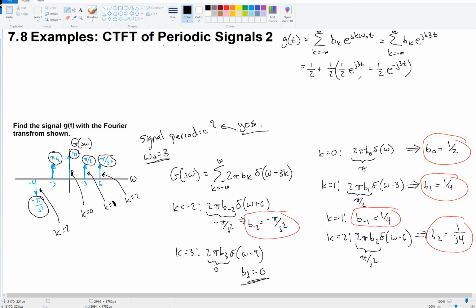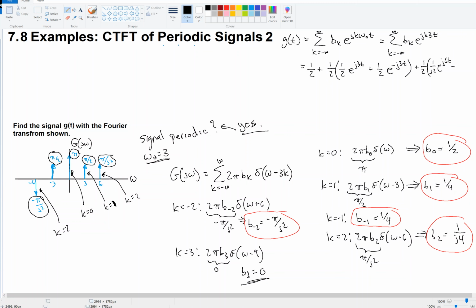Okay, and why did I write it like that? Yeah, because that's a cosine, right? We'll get there in a second. I'm going to do something similar for the second harmonic and the minus second harmonic. So if we look at the k equals 2 term, we would have b2. b2 is 1 over j4. I'm going to write it like this: 1/2 times 1 over j2 e to the j6t, right? Because k is equal to 2. And then I've got a minus, so I'm going to write minus.